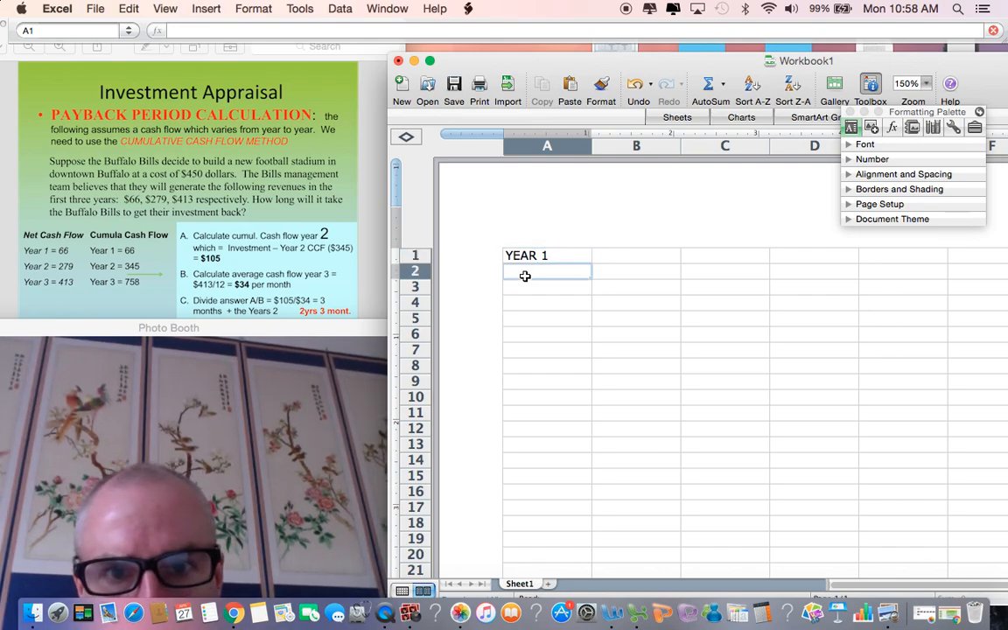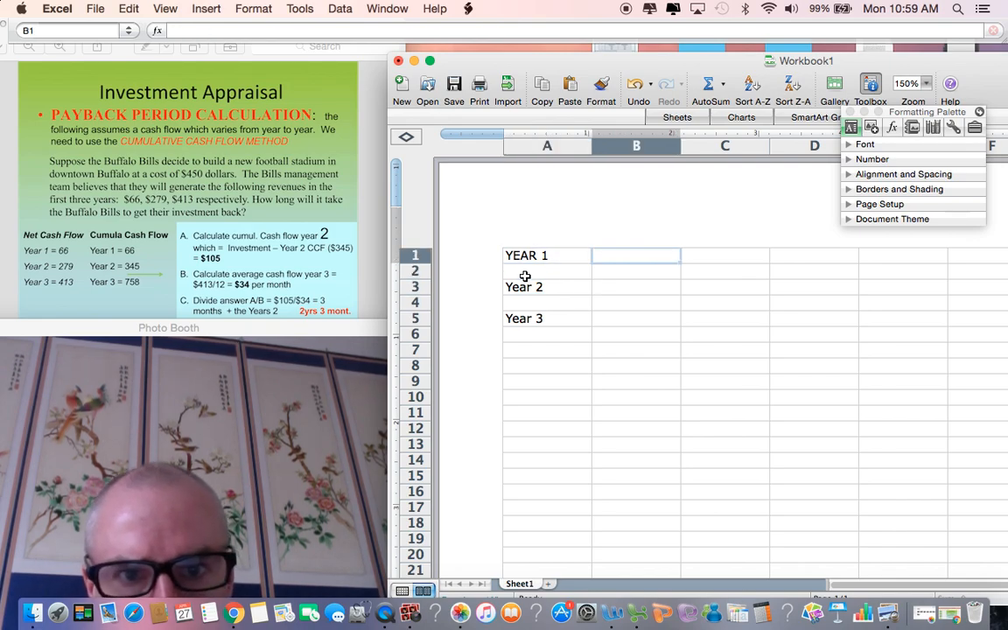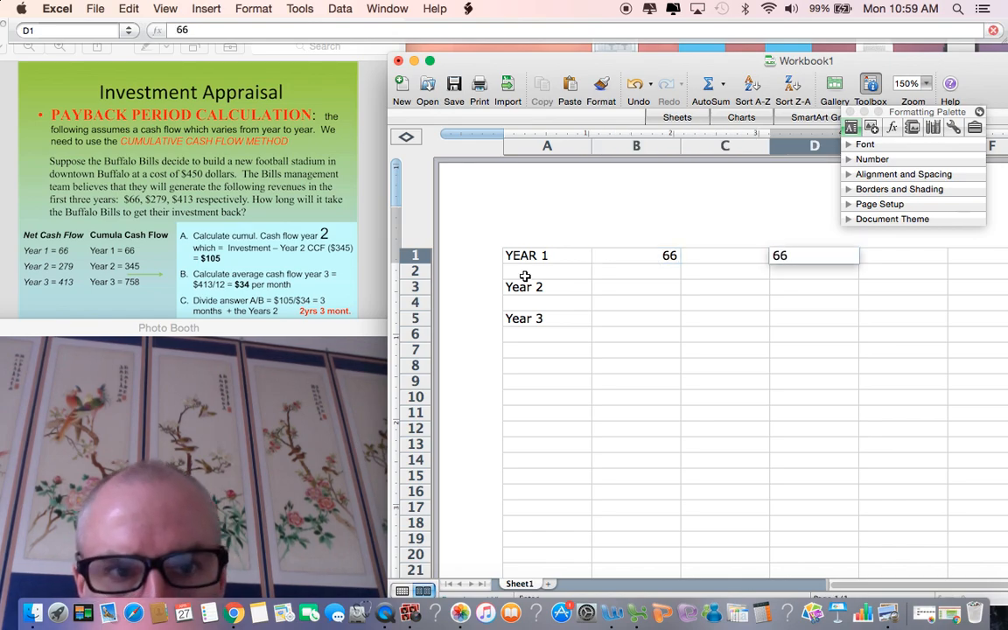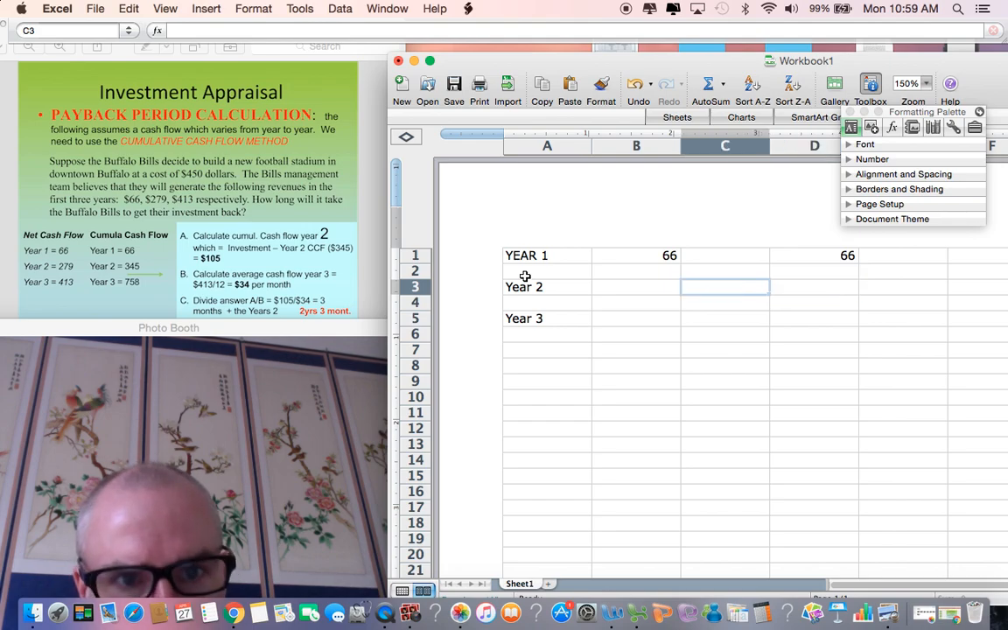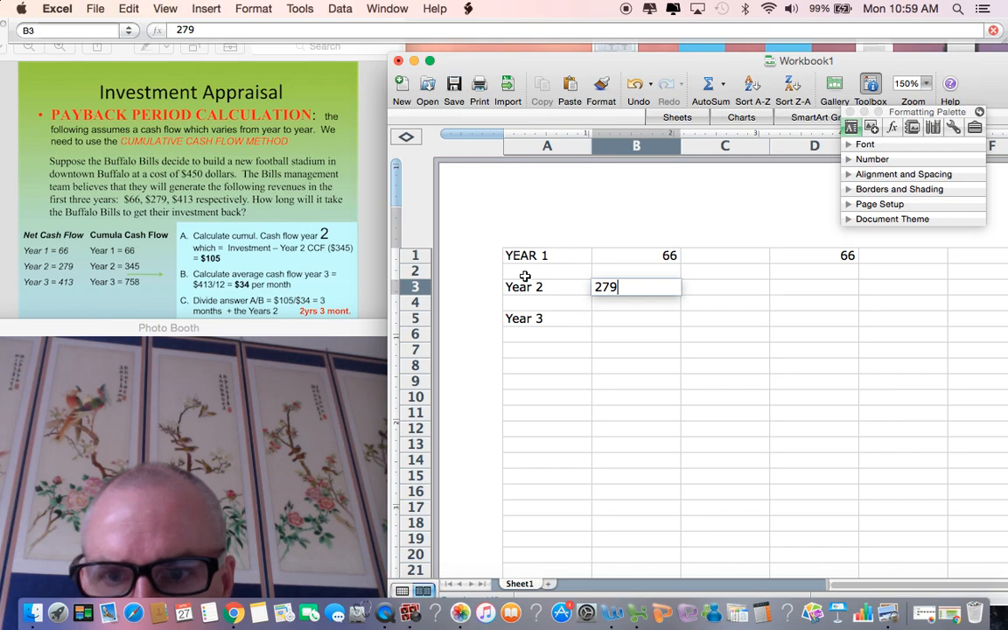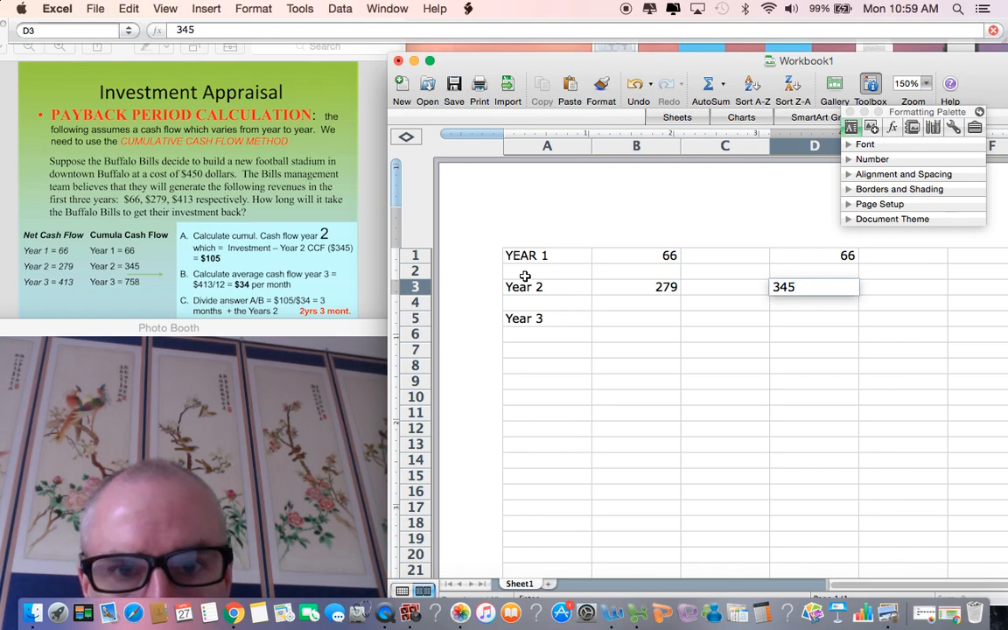Year one. Year two. Year three. So in year one, we're going to get 66. At the end of year one, we'll have $66 in the bank. Year two, we have 279. At the end of year two, I have $345 in the bank. How did we get that?